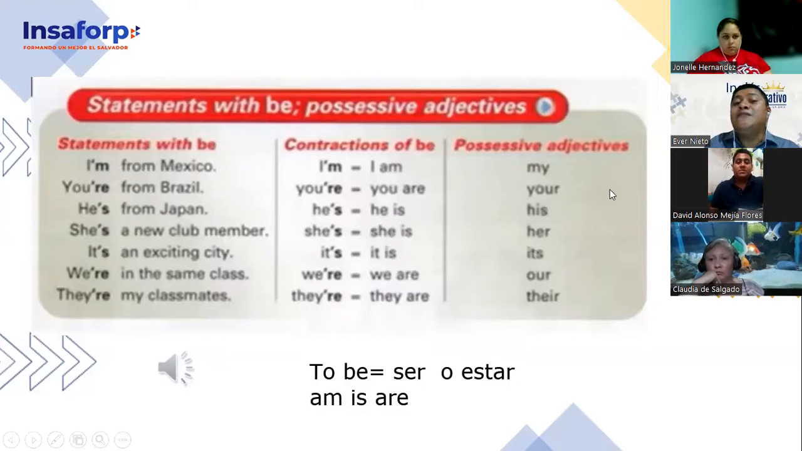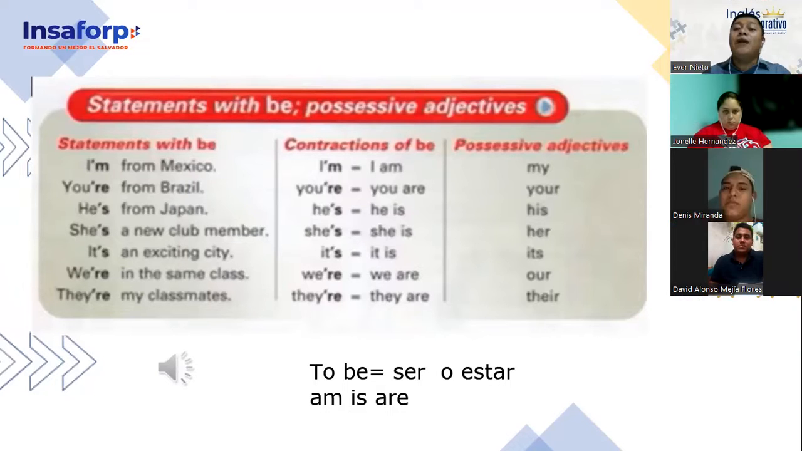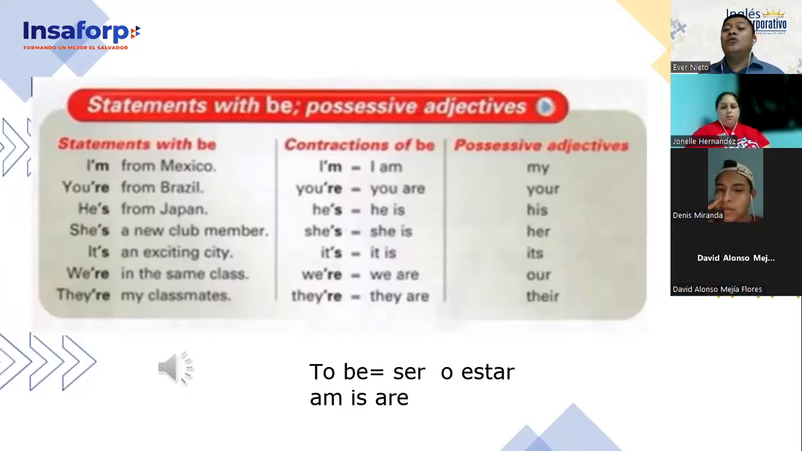Then let's go with possessive adjectives. ¿Para qué nos sirven los adjetivos posesivos? Possessive adjectives help us to say my, ¿verdad? Que algo me pertenece, para hablar de pertenencia. Let's see, for example, my car, my house, my cap, my cell phone, my cat, my dog. Your, para decir que algo te pertenece a ti. Your TV, your room, your classroom. His, para decir que algo le pertenece a él. His fish, his name, his shoes.